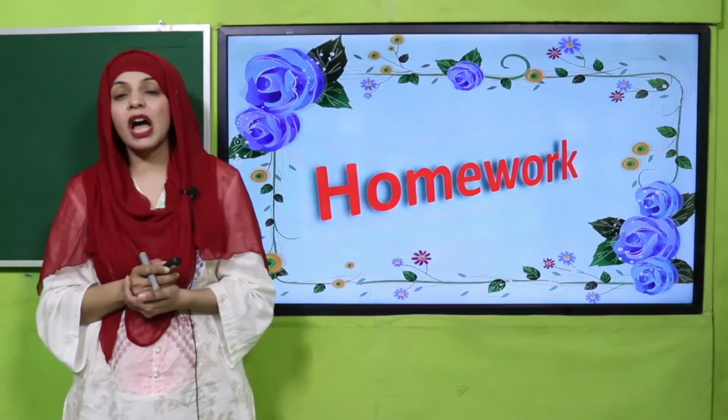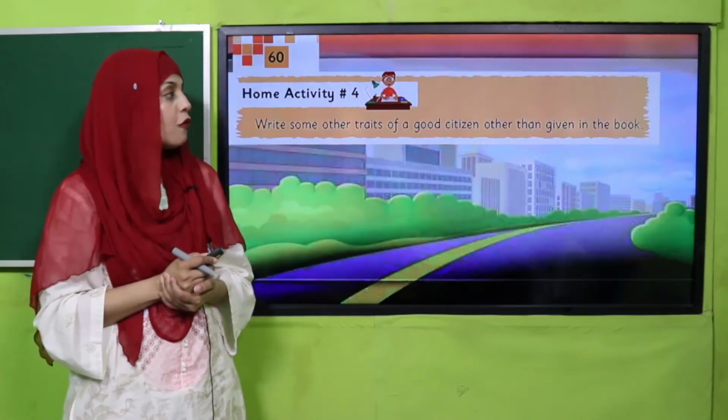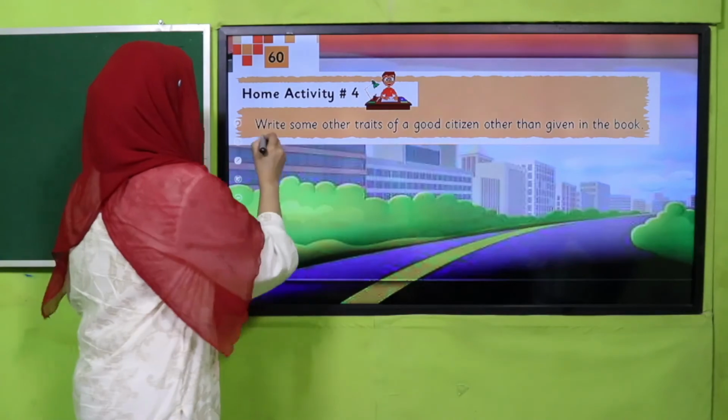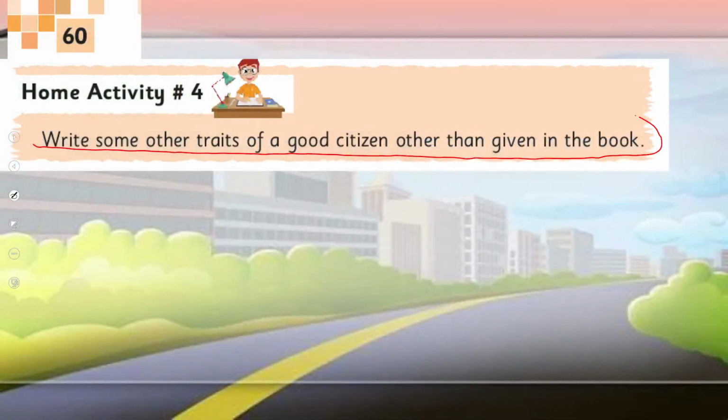Okay, my dear students, now is the time to quickly note down your homework. For homework, you will do home activity number 4 given on page number 60. So, write some other traits of a good citizen other than the ones given in the book.